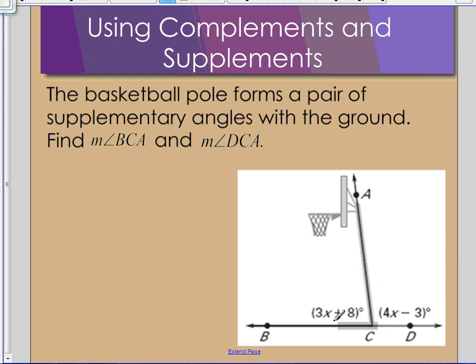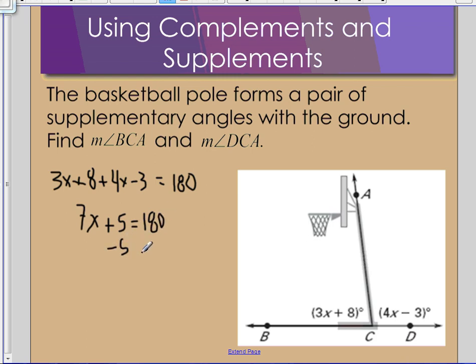Okay? Because we know that these two angles form a supplementary angle, we know that they make 180 degrees. So we can just take 3x plus 8 plus 4x minus 3, and together those equal 180 degrees. With that, we can use our algebra skills and combine our like terms. So 3x plus 4x is 7x, and 8 minus 3 is 5, and that equals 180 degrees still.